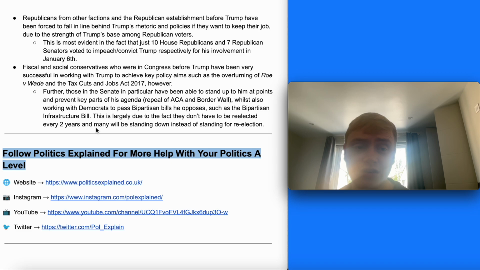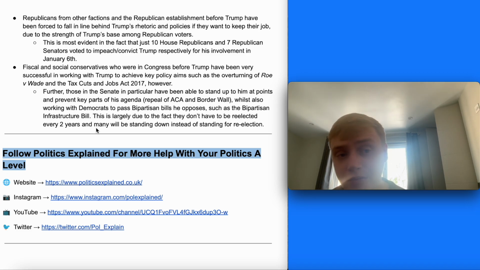Fiscal and social conservatives who were in Congress before Trump have been very successful in working with Trump to achieve key policy aims such as the overturning of Roe v. Wade and the Tax Cuts and Jobs Act, however. Further, those in the Senate in particular have been able to stand up to him at points and prevent key parts of his agenda, the repeal of the ACA and border wall, whilst also working with Democrats to pass bipartisan bills he opposes, such as the bipartisan infrastructure bill.